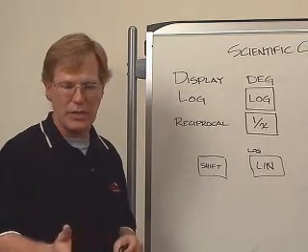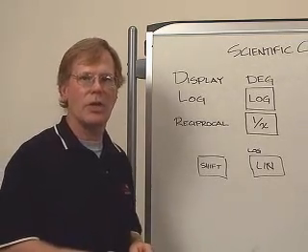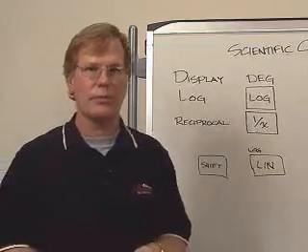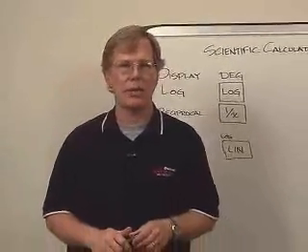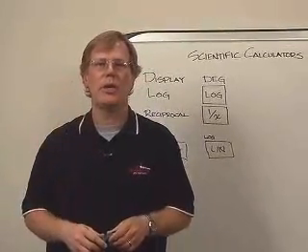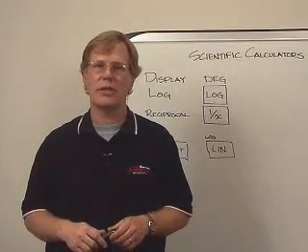If you don't have a scientific calculator like one of these available, Windows actually has one in their program. You can go to Accessories, Calculator, drop down the View menu, and you can select between a standard or scientific calculator.